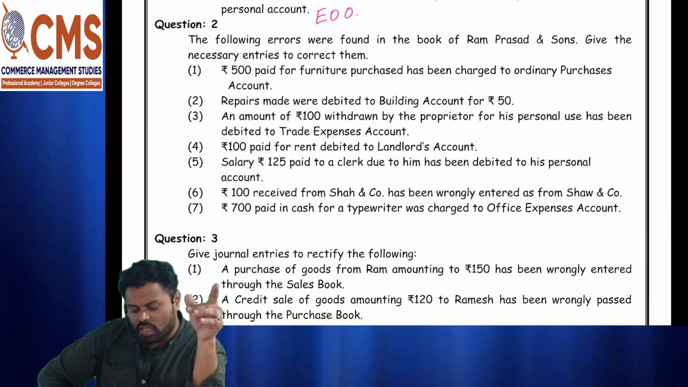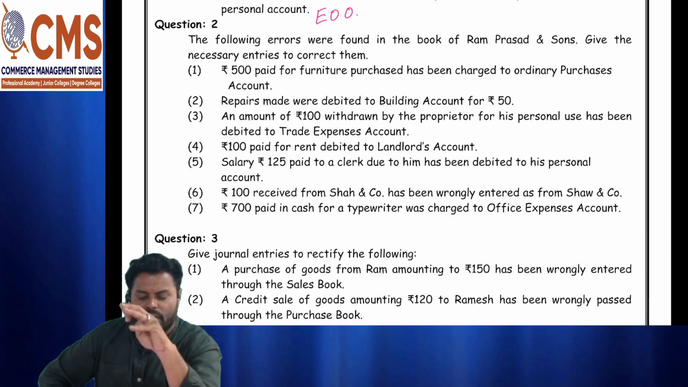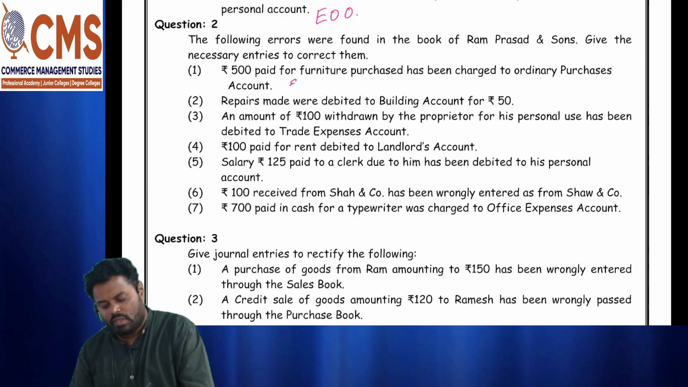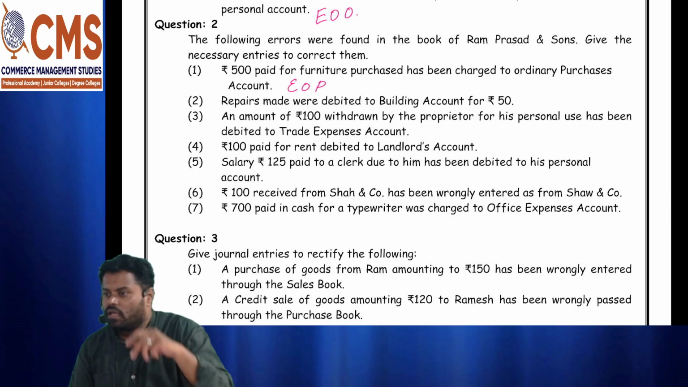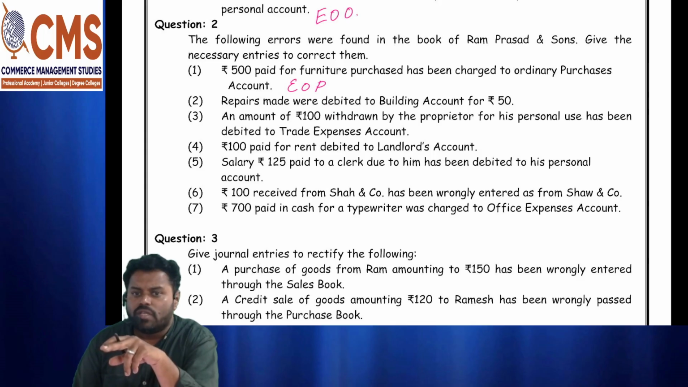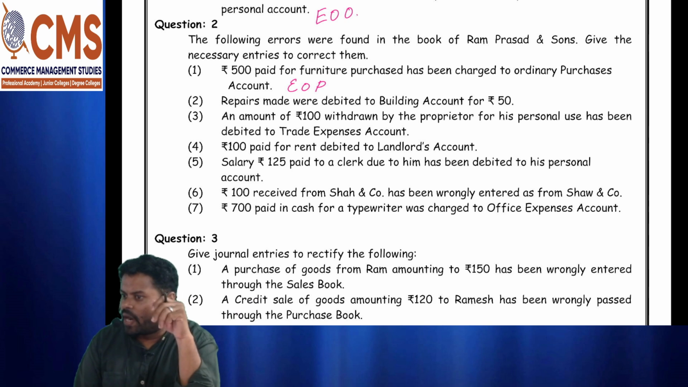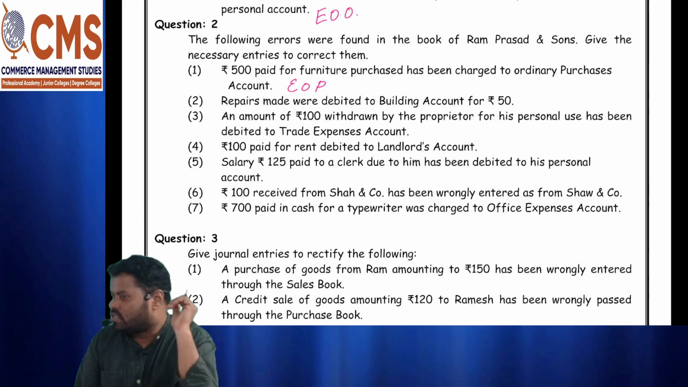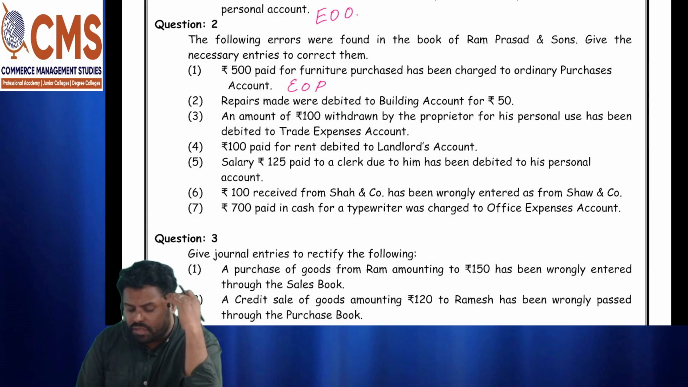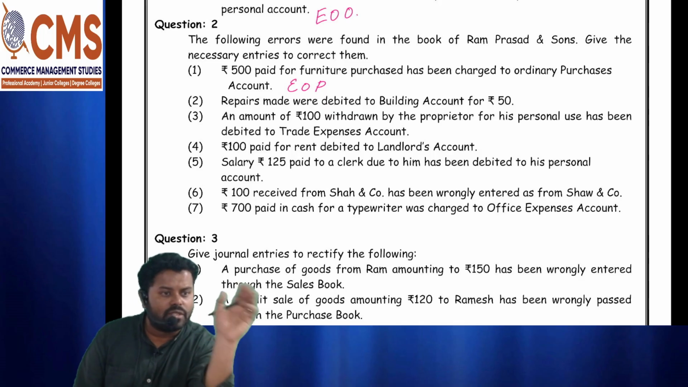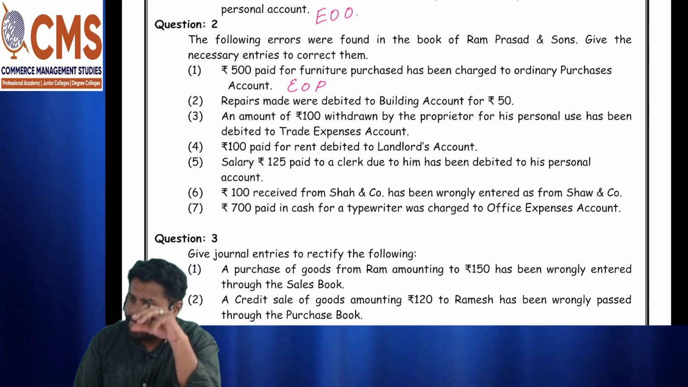500 paid for furniture purchase has been charged to ordinary purchases. What is the nature of error? Error of principle. That is, capital expenditure is treated as revenue expenditure. What you have purchased is furniture, but instead of writing it as furniture, this was written as purchases. What is the entry? Two accounts are wrong. Furniture is not affected, unnecessarily we wrote that in purchases. Furniture account debit to purchases account.